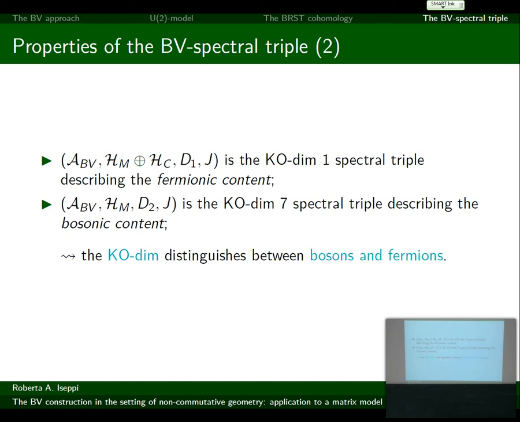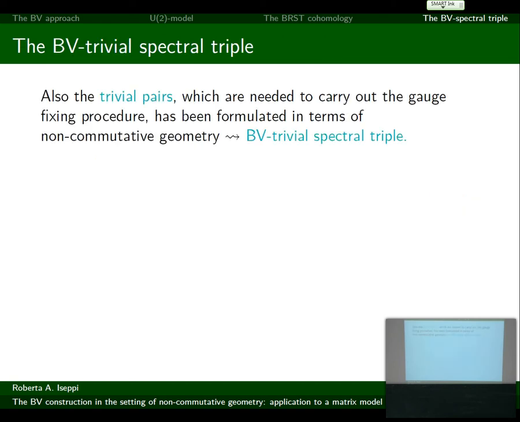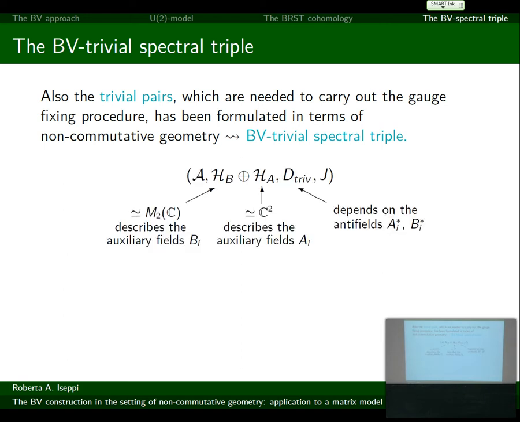So these are the properties, but something more. As I already said before, once we have the extended theory, we have to carry on this gauge-fixing procedure. A way to do this is just to keep enlarging our already extended theory by introducing these trivial pairs. The point is that with this method, we can also take care of the trivial pairs, in the sense that this part has also been formulated in terms of non-commutative geometry via the introduction of this BV trivial spectral triple that appears like this.